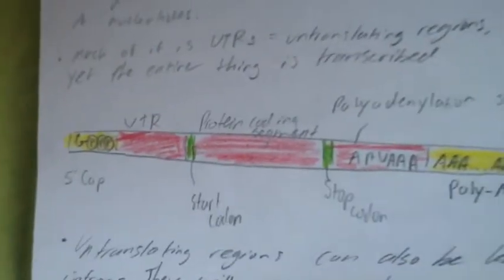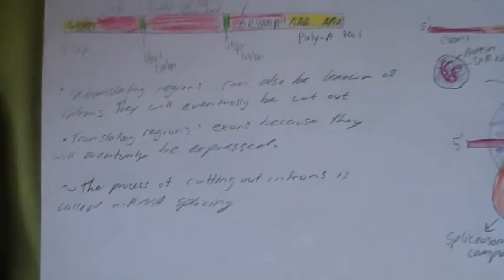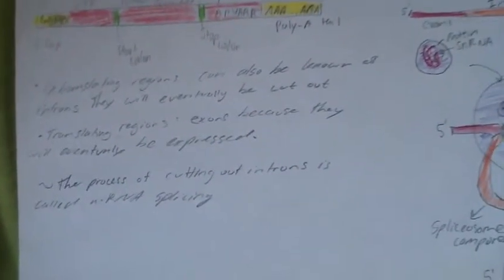So the poly A tail is just like a bunch of A's together, like 50 to 250. And then there's these other things called UTRs, they're untranslated regions. And not all of the mRNA is translated, only a little bit of it is, actually. But they help with other things in the cell.